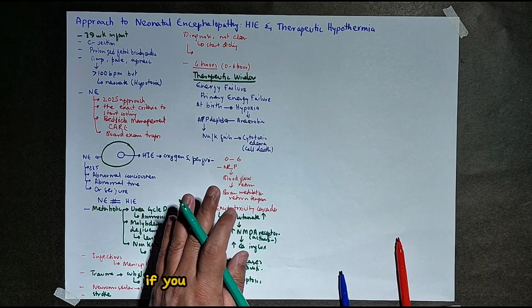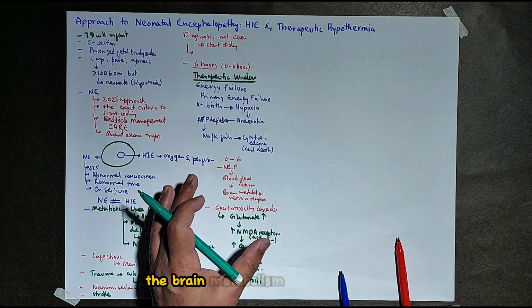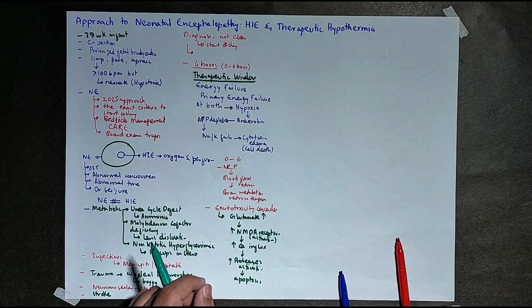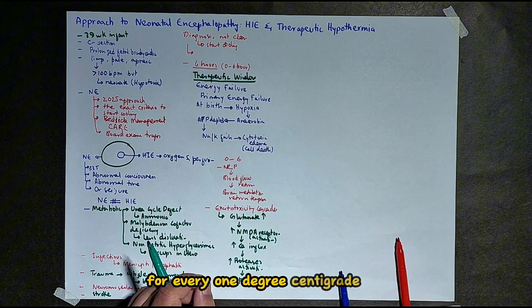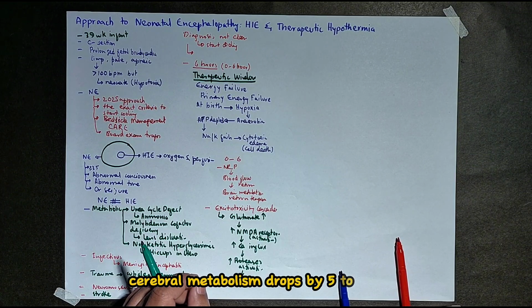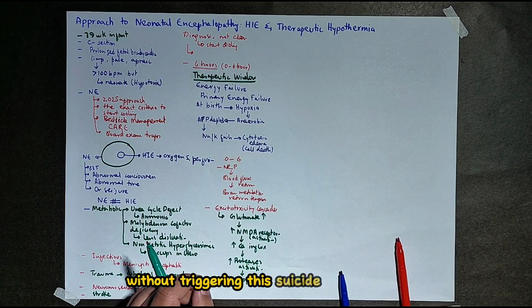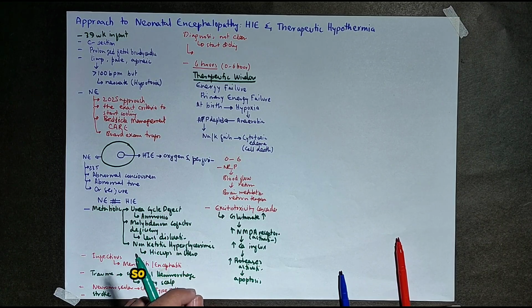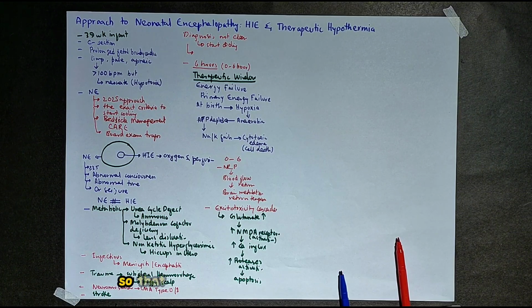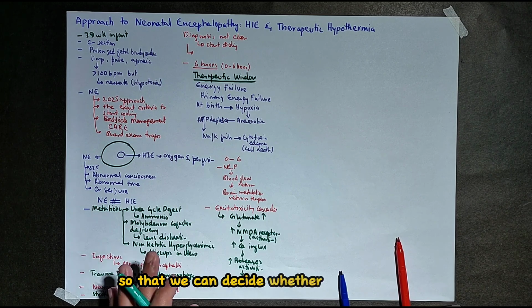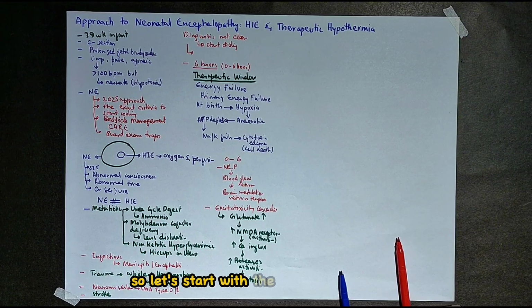If you cool in this window period, the brain metabolism slows down. Cooling effectively freezes this cascade. For every 1 degree centigrade, cerebral metabolism drops by 5 to 7%. So we are buying time for the brain to heal without triggering the suicide program. So we have to act efficiently and in an emergency so that we can decide whether this baby fulfills the criteria for cooling or not. So let's start with the cooling criteria.